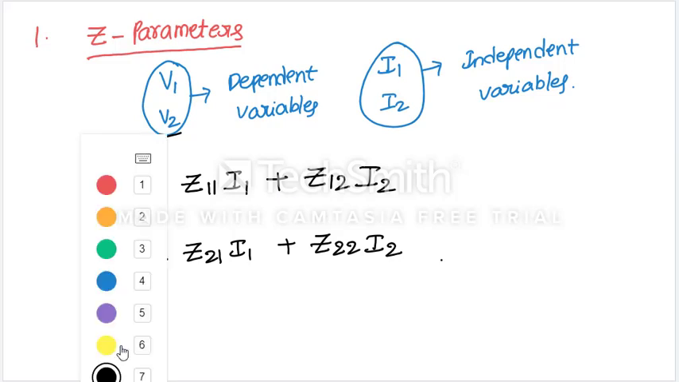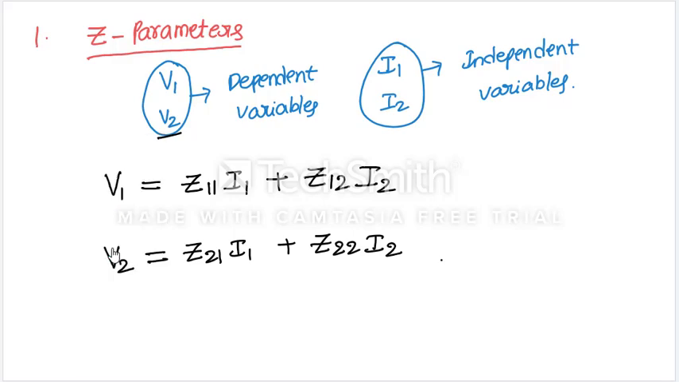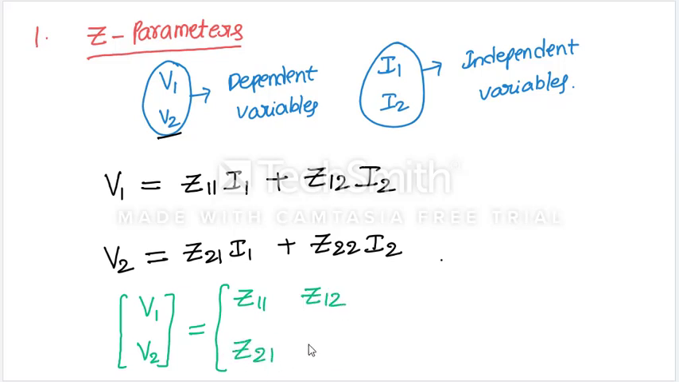Now I can express these parameters in matrix form. I can say this is v1, v2, which is equal to z11, z12, z21, z22, and this is i1 and i2.